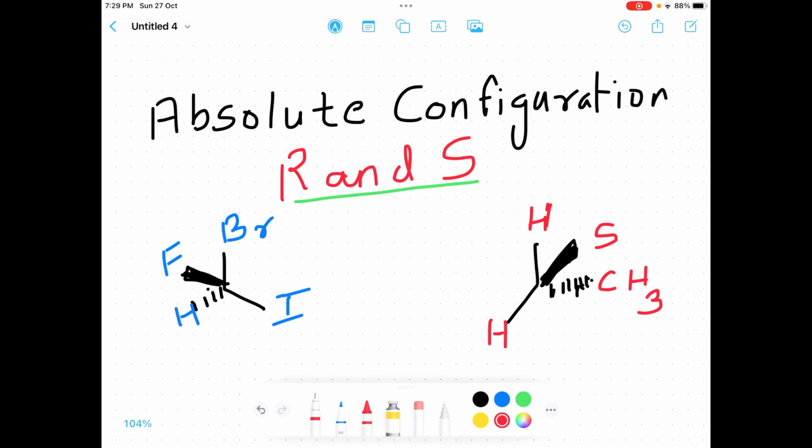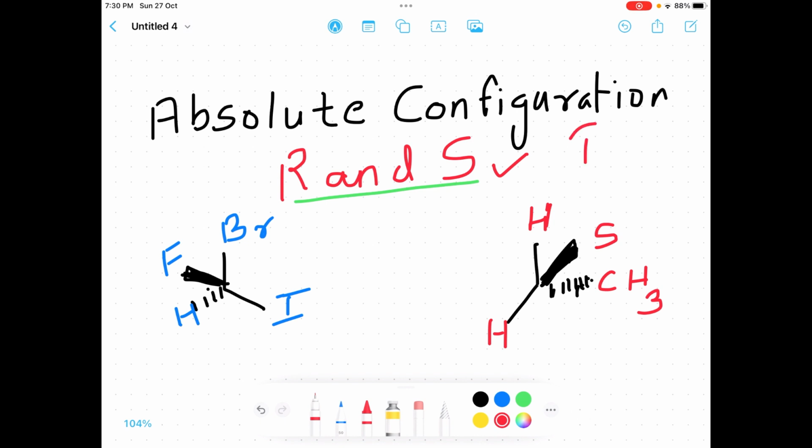Hello everyone. Today we are going to learn how to assign absolute configuration to a chiral center. We will assign R and S configuration to a chiral center by using the Cahn-Ingold-Prelog rule. So let's see what the steps are.